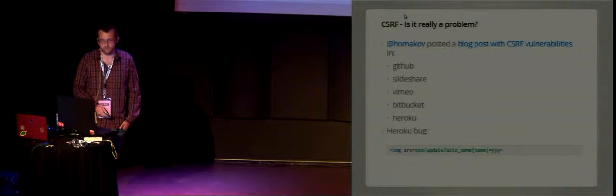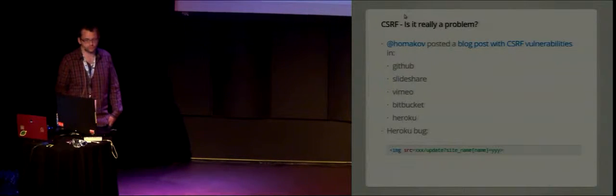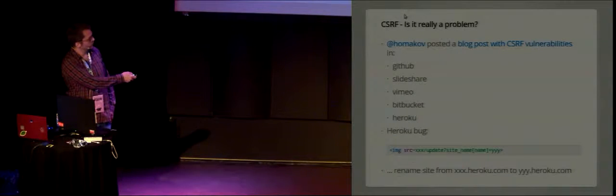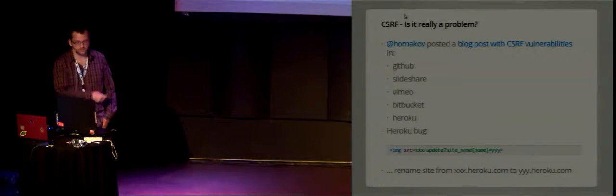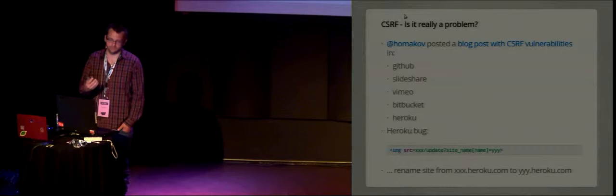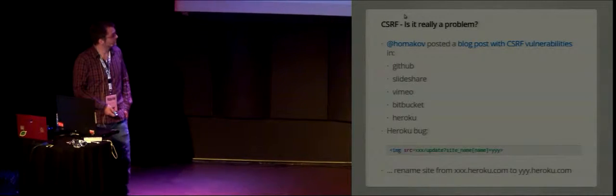There's a guy called Egor Homakov who posted a blog with CSRF vulnerabilities just recently, and he had found CSRF vulnerabilities in GitHub, SlideShare, Vimeo, Bitbucket, and Heroku, and I'll show you the Heroku one. It looked like if you add an image tag to any site and the user is logged in to Heroku, this would actually change the URL of the app on Heroku. So it would rename the site from XXX, which was the first part here, to YYY, just with a simple image tag. So that could be put anywhere on the web, and you could trick the user into visiting that page by posting him a shortened link on Twitter or anything. So yes, this is a problem.